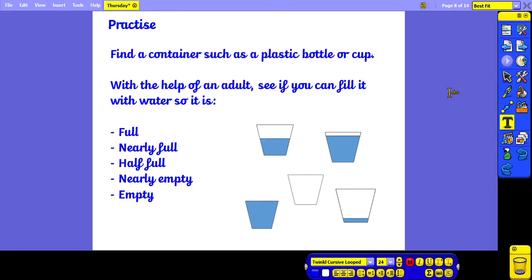So for your practice activity at home, I would like you to try and find a container such as a plastic bottle or cup, and with the help of an adult, see if you can fill it with water in different ways. So try and fill it so it's full to the top, then see if you can make it nearly full, then half full, nearly empty, and then empty. And then maybe take a photograph of what you managed to do, and you can email that through to us.